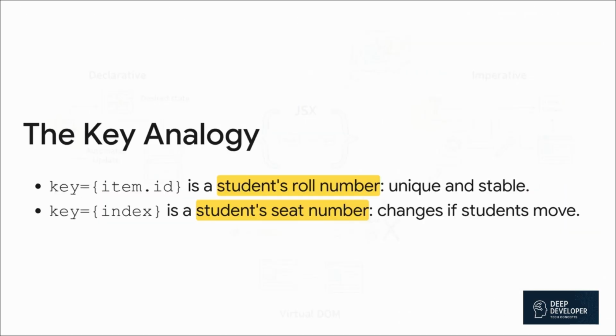You know, if the code still feels a little abstract, think about it this way. Using a stable ID, like item.id, is like using a student's unique roll number. That number belongs to them and only them. It doesn't matter if they change classrooms or switch seats, you can always identify that student. Now, using the array index, that's like using their seat number. If all the students get up and move around, well, seat number 3 is now occupied by a completely different person. See the problem? It causes total confusion for React.